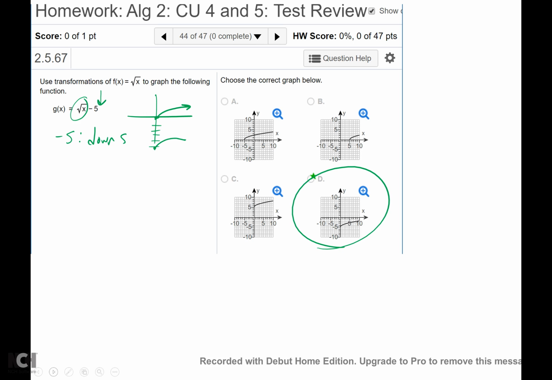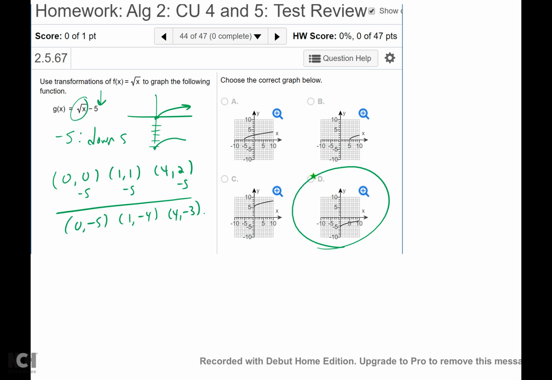Again, in a multiple choice situation, I mean, we did it where we took the mother pairs. For the square root function it was 0, 0, 1, 1, 4, 2, and we would subtract 5 from the y's. That's 0, negative 5, 1, negative 4, 4, negative 3, and if we plotted them, there you go.